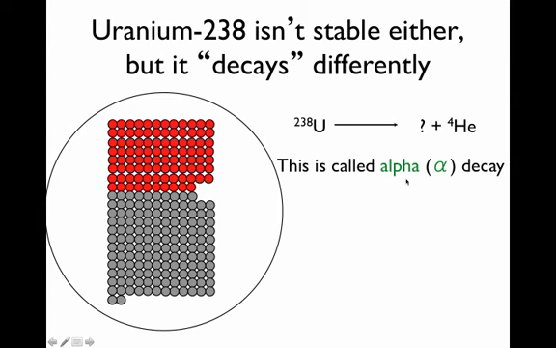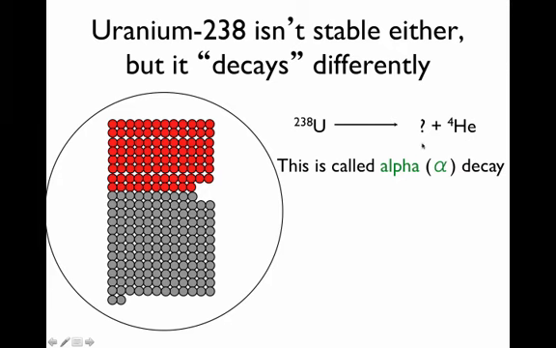And so alpha decay is when you have an unstable isotope that fires off 2 protons and 2 neutrons, which is usually written as helium nucleus. It's called a helium nucleus instead of a helium atom because the thing that got fired off, the 2 protons and 2 neutrons, does not contain any electrons. So it's just the inside part of a helium atom, which is called the helium nucleus.